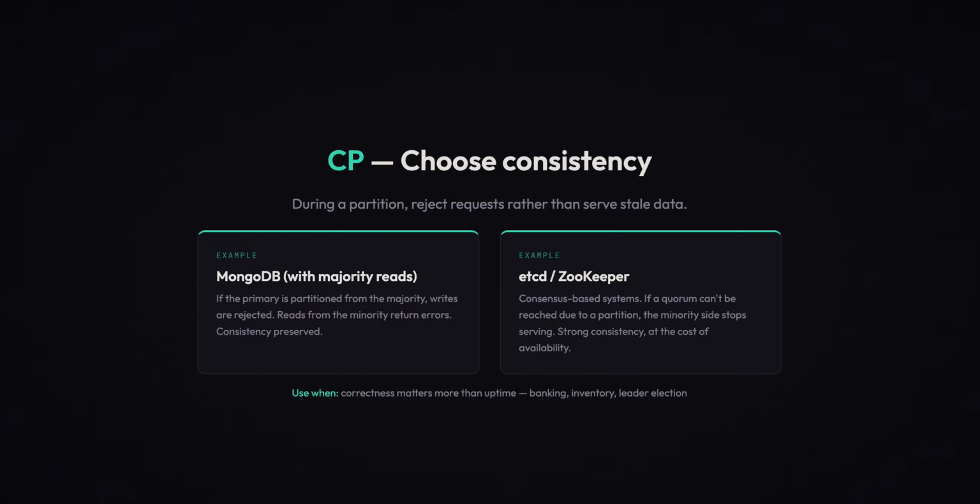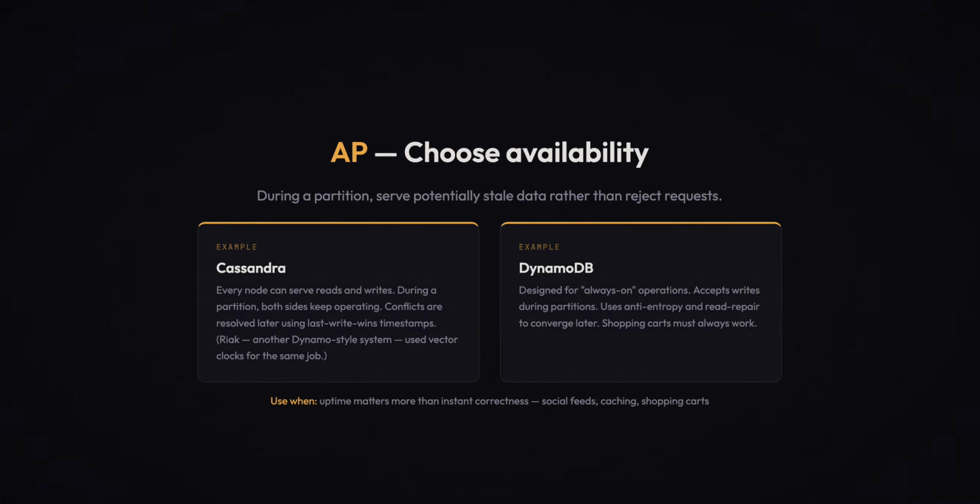Now, AP systems, those that choose availability during partitions. Cassandra, every node can serve reads and writes. During a partition, both sides keep operating independently. When the partition heals, conflicts are resolved using last-write-wins timestamps. Riak, another Dynamo-style database, used vector clocks instead, which we covered in episode 3. Same problem, two different conflict resolution strategies. Amazon's DynamoDB, designed from the ground up for always-on operation. The original Dynamo paper at Amazon was motivated by the shopping cart. The philosophy was a customer should always be able to add items to their cart, even during infrastructure failures.